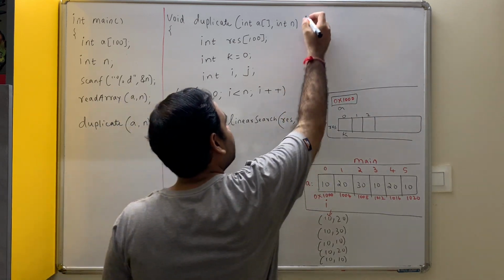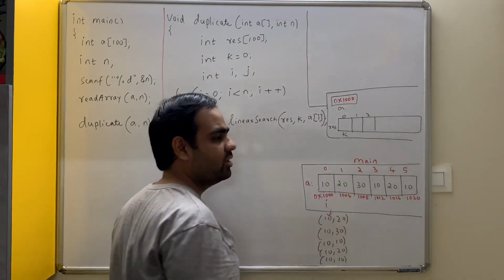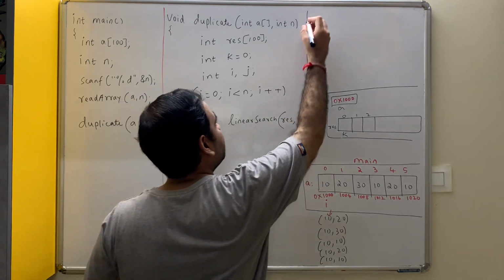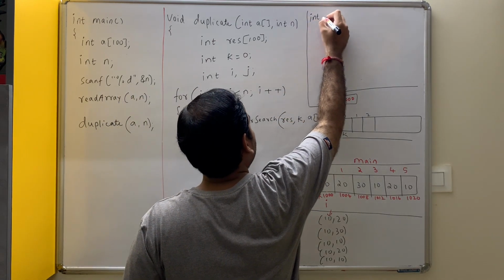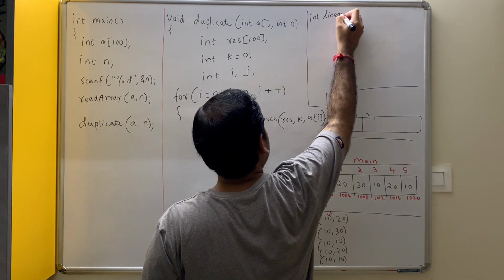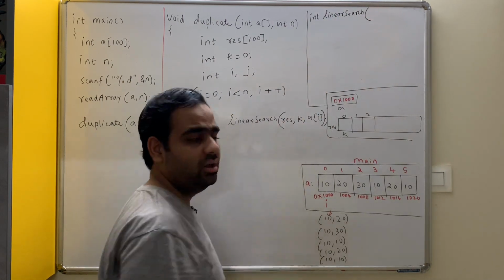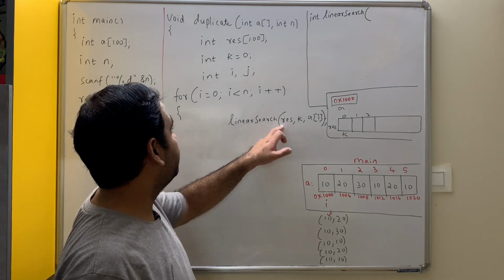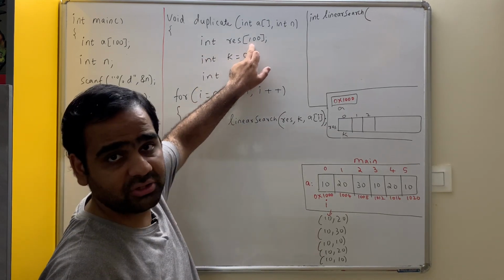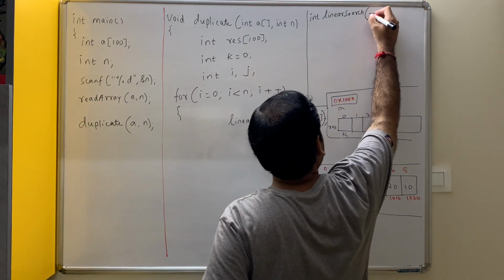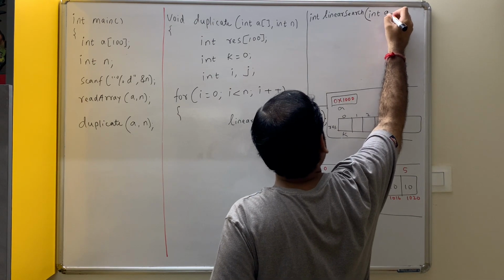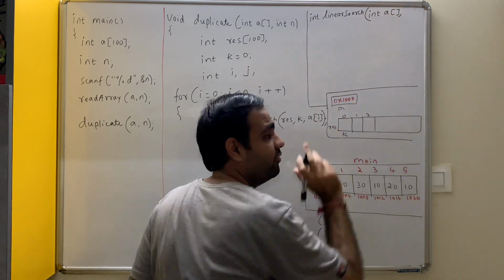Let me write the linear search function. Already I have written it, please watch that video again. I say int linear search. What is the first parameter? Resultant. Now what is the data type of resultant? Integer one dimensional array. Therefore I write here integer one dimensional array. Names can be anything, we know it.